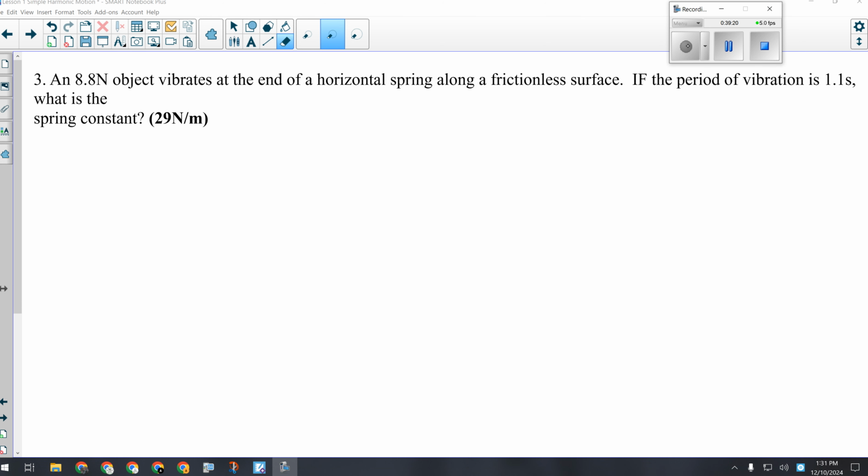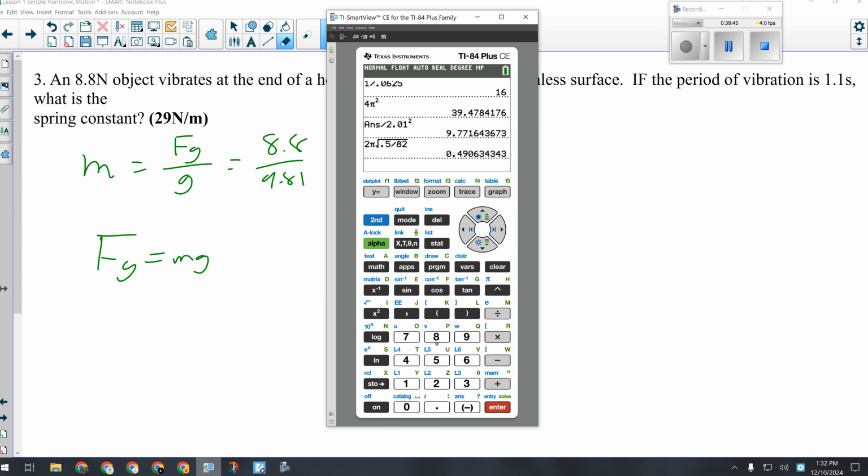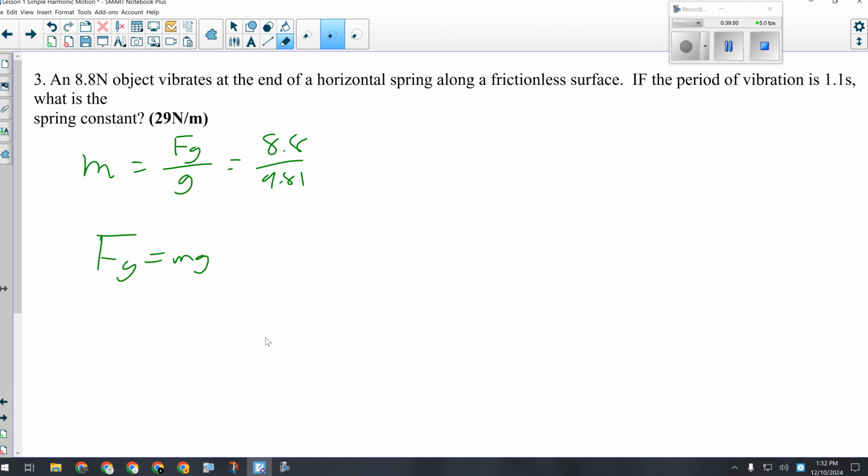Okay, so we have an 8.8 Newton object. What did they give me there? They gave me the weight. What do I need? Mass. So first thing I've got to do is get mass. So I'm going to go force of gravity over g, because I'm just using this formula, F_g equals m times g, and solving for m. So 8.8 divided by 9.81 will give me the mass. All right, so we're looking at 0.897 kilograms. I'll keep all the decimals in my calculator for that.